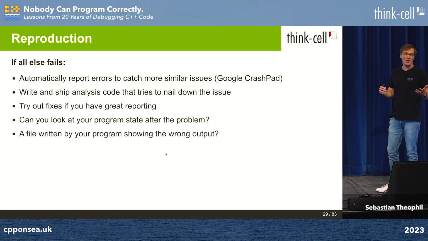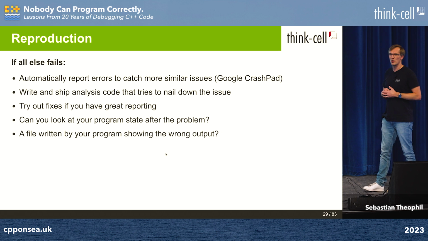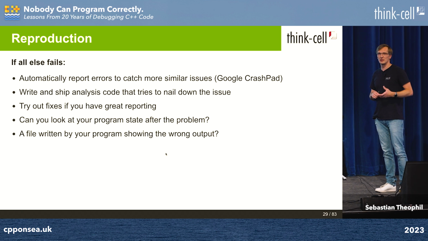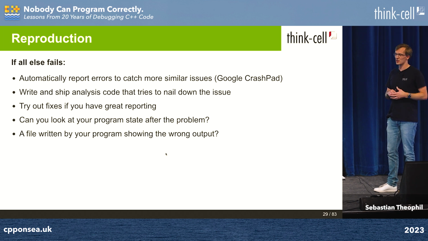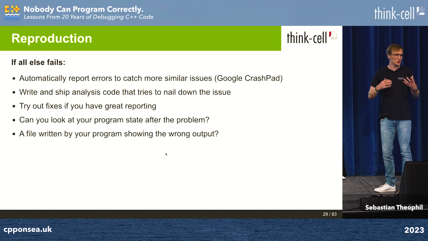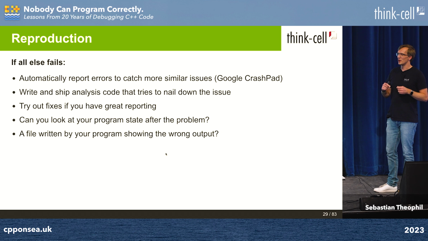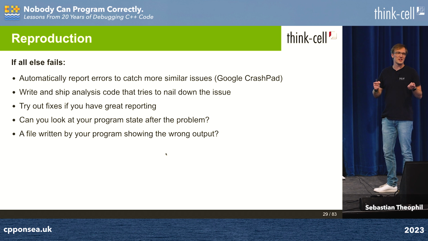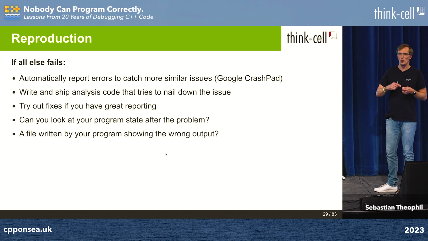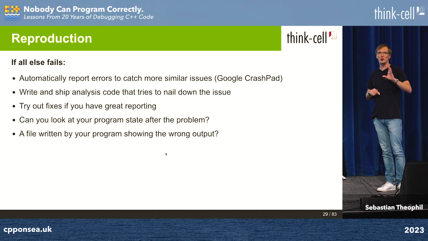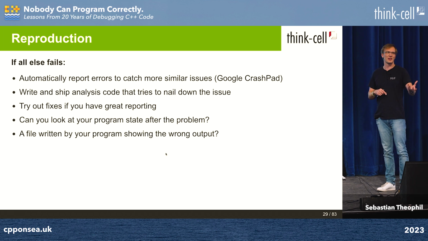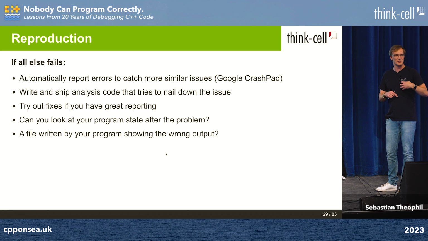You can also try to ship analysis code. If you have a bug that is especially difficult to analyze or don't find out what the problem is, you can build an analysis code and ship it in your running software. And if you're very good and have a very strong bug reporting system, you can even ship fixes that you try out. We did this once, I think, for one especially hard problem, where we wrote a fix that we thought might work and then had the error reporting report back to us if it worked or if the bug was still there.